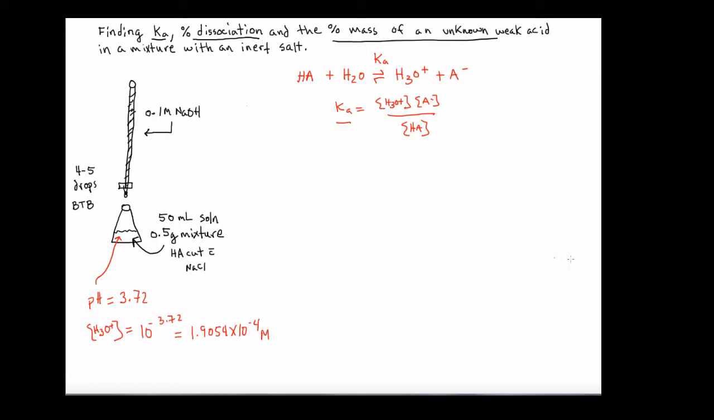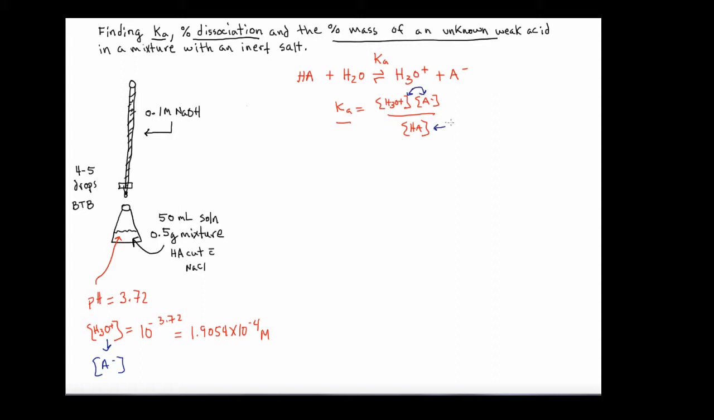Now, it's important for the student to realize that we didn't just find H3O+ at equilibrium here, we also found A minus. As soon as we've taken the pH of this solution, we have found two out of the three things that we need. We've got the H3O+ and we have the A minus.